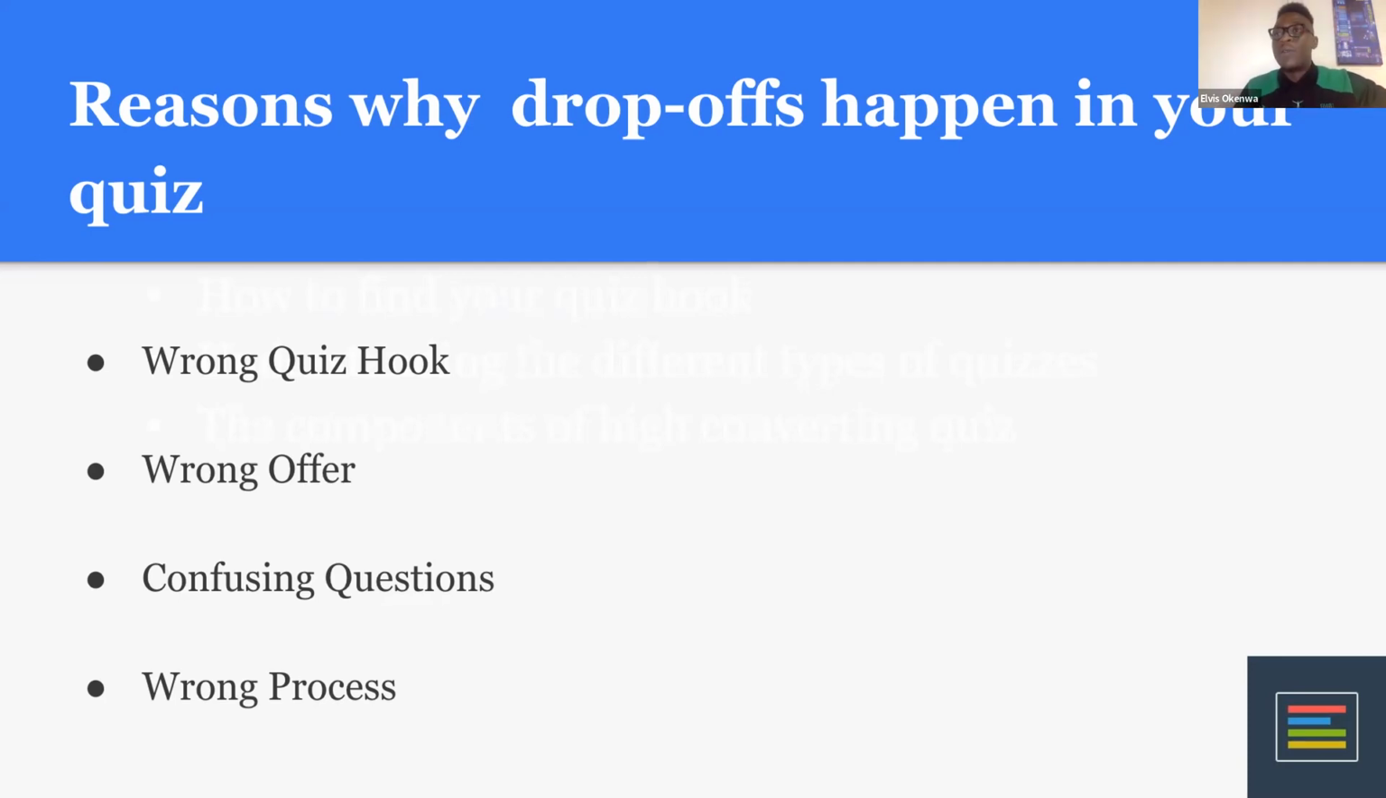Then finally is the wrong process. Most people think that you start writing your quiz, you get the quiz hook, you get the questions, then you get the results. But ideally, you start with the results. So you start from the back, you get the results. Once you have the results dialed in, that will be easier for you to figure out what questions you want to ask for your quiz. And by the time you're having the questions ready, you'll see that you have your quiz hook in place. All right, so go through the right process when creating your quiz.